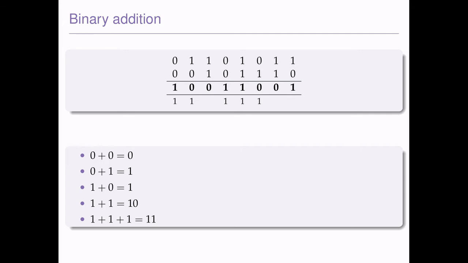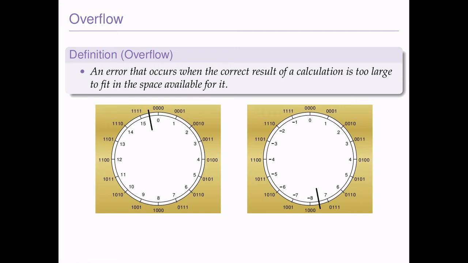So there we go. That shouldn't be anything too surprising, but it's good to have in your head a strong understanding of binary arithmetic to tackle overflow, because it can be a bit tricky. So what is overflow? Well, overflow occurs when the correct result of a calculation is too large to fit in the space available for it. So with unsigned, that means we go over the top.